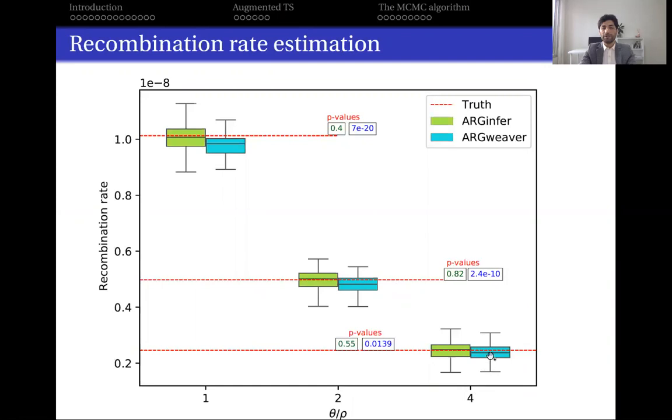For ratio 4, our method is very consistent. Again, we see that the true value overlaps with the mean. For ours, ARGweaver does better than before, and the p-values are 0.55 for ours and 0.0139 for ARGweaver.